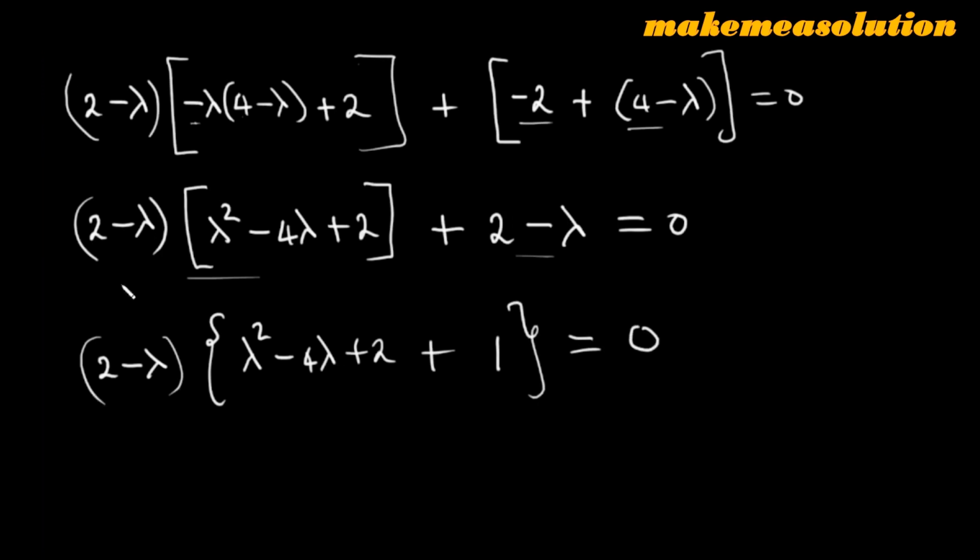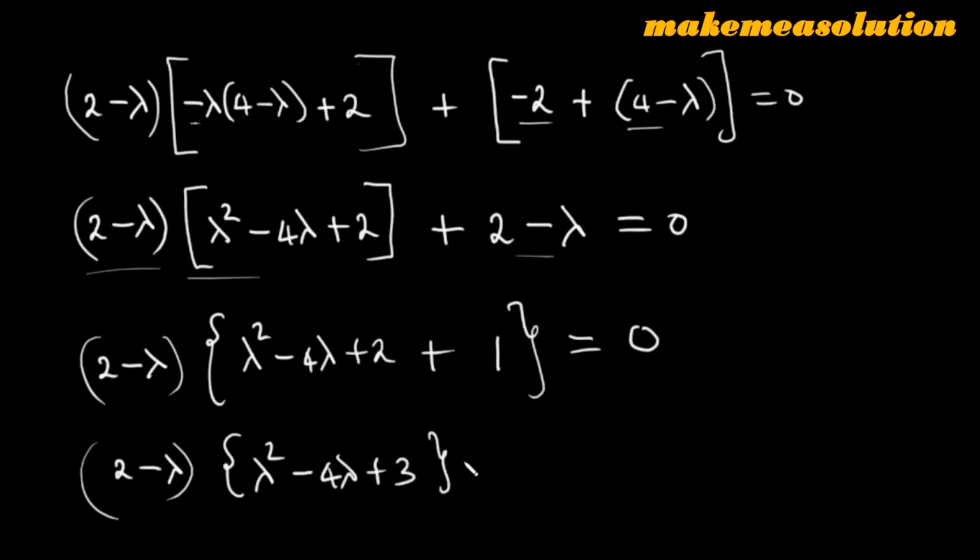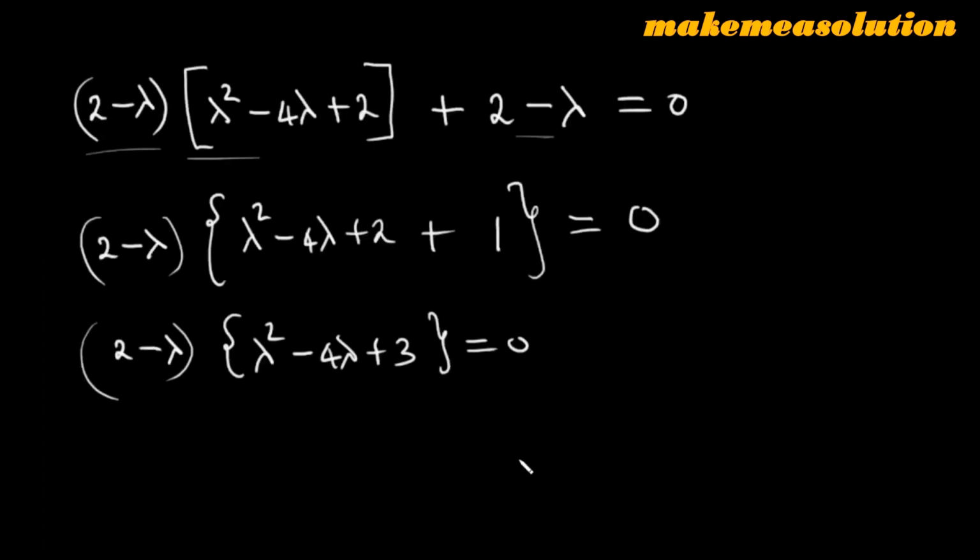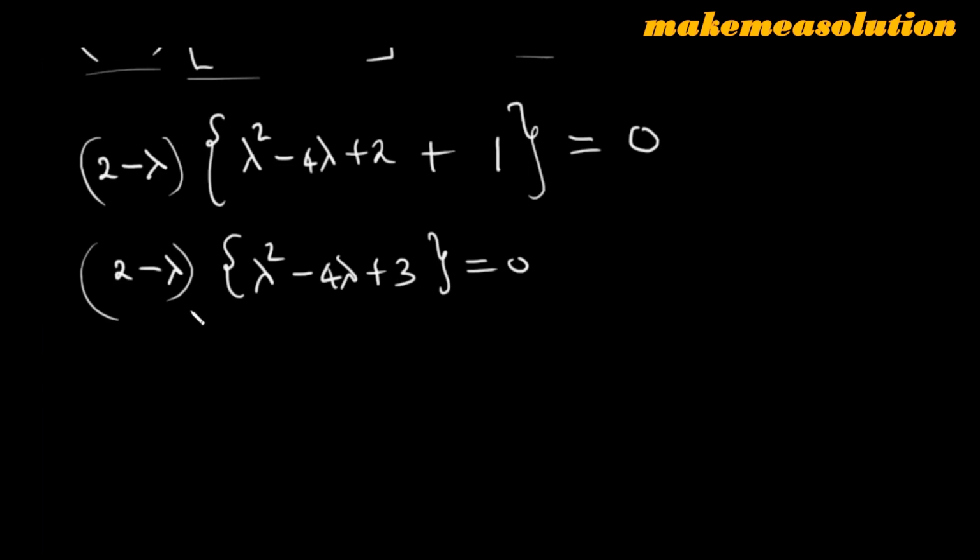So I hope you understood how we factored out this term and we got this. So with this, we have 2 minus lambda, and we'll now have lambda square minus 4 lambda plus 3 equal to 0. So with this, we have gotten two separate terms that we can equate to 0. But let's try to factorize this.